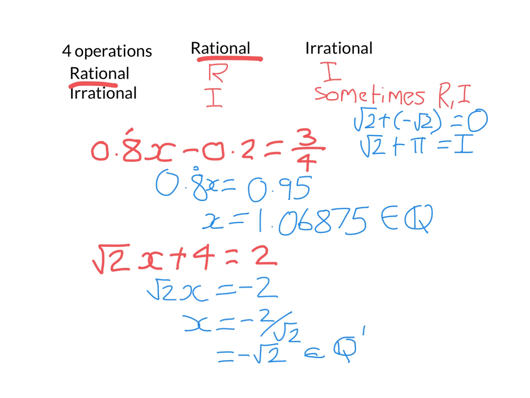Okay, so when you have a linear equation and all the numbers are rational, your answer is always rational, but that's not true if you have coefficients or numbers in the equation that are irrational. All right, let's now look at rational and irrational numbers in geometry.